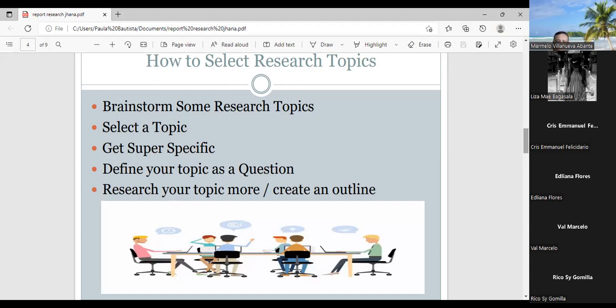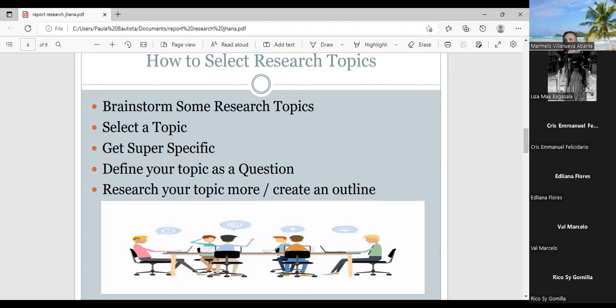Then research your topic more or create an outline. At this stage, you essentially have a paper that is waiting to be written. All that is needed is some in-depth research on the specific aspects of your paper. Then create an outline of what you want your paper to say.